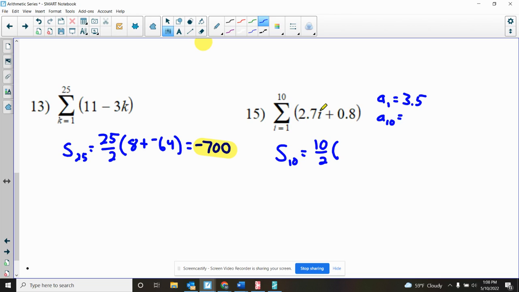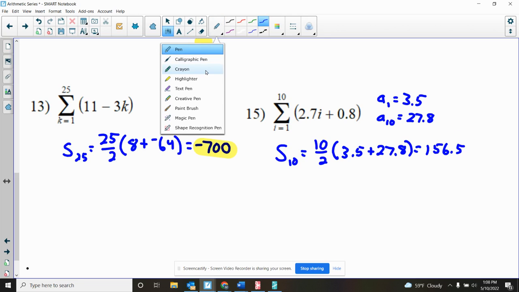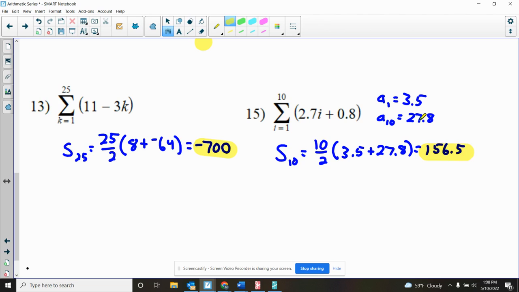That'd be, oh, that's actually not that bad. It's 27 plus 0.8, so 27.8. So first term plus last term, take that times 5, which is what 10 over 2 is equal to. And we should end up with 156.5. So my friends, just make sure that you can figure out your first term, your last term, and number of terms, and you are all set and good to go.